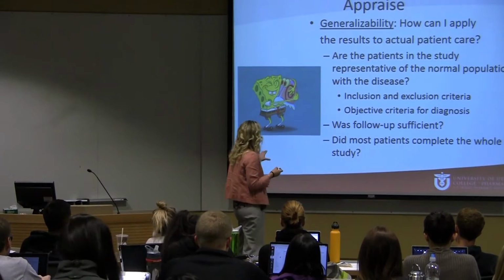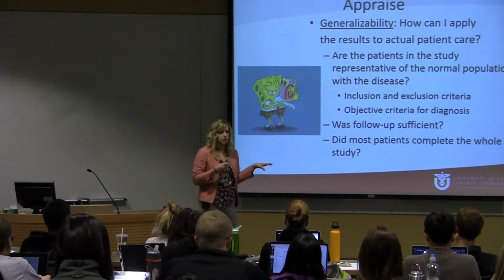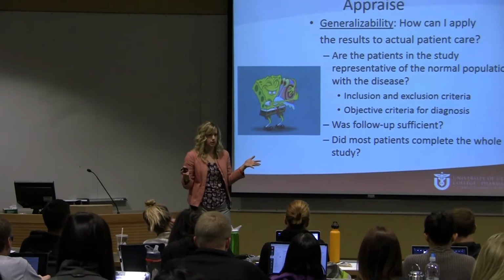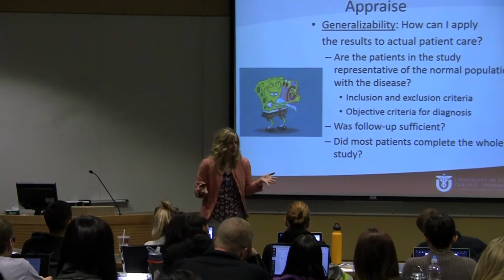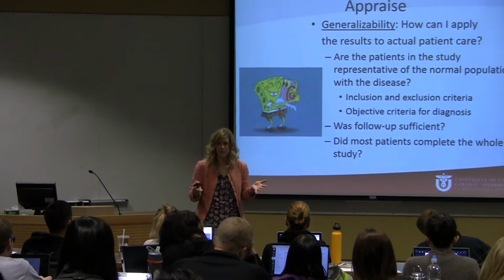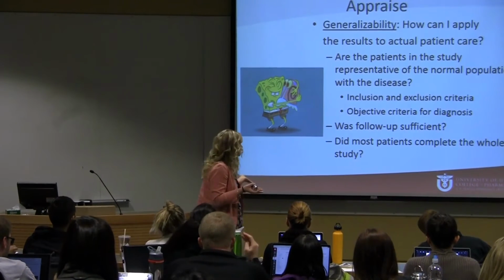And objective criteria for diagnosis I sort of talked about, that's the gold standard, right? Did they diagnose them with the gold standard? Or did they just say, hey, this person looks like they're breathing pretty hard, they probably have COPD, right?